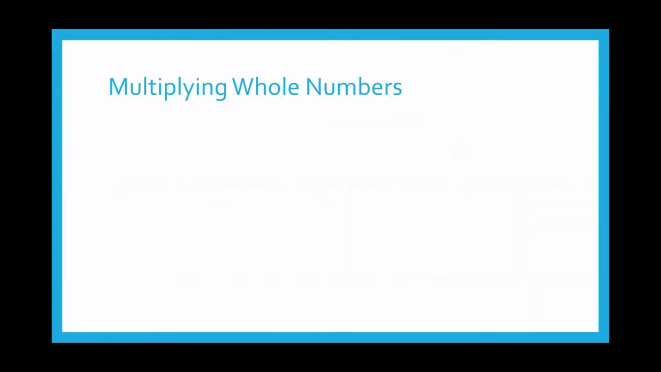Multiplying whole numbers. This is something that we learned very early in the beginning of the year. In 4th grade, you learned a lot about the area model. In 5th grade, the standard is to learn the standard algorithm. So again, with the standard algorithm, let's say we had 732 and we multiplied it by 24.